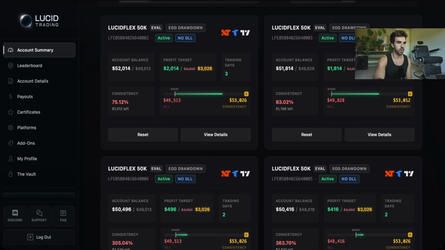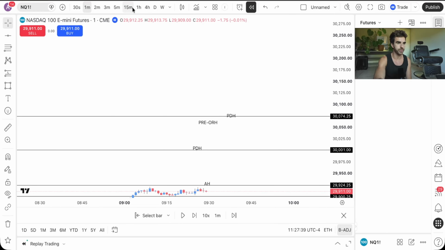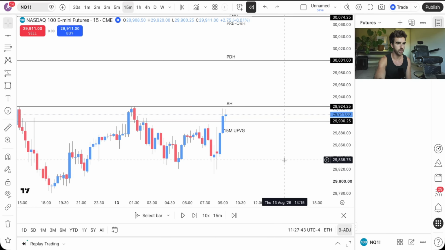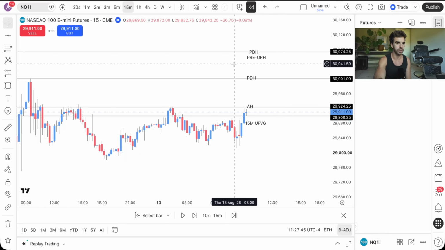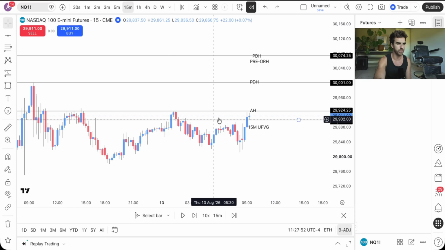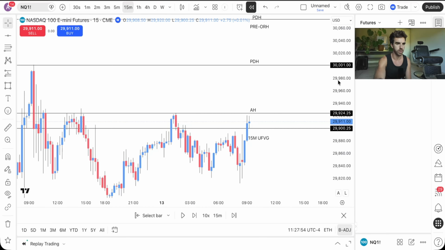So diving into the charts. Coming in at 9:30 a.m. EST, I always like to go to the higher time frames to mark out my draws on liquidity. On the 15-minute, we could see that we were creating this 15-minute gap. Price was basically consolidating for a long while, looking to break out.